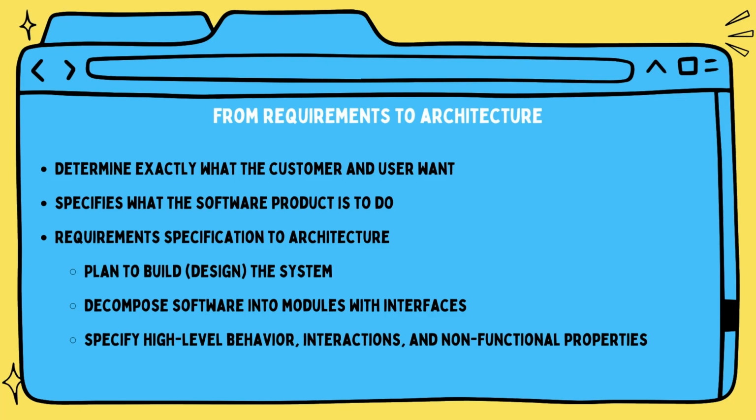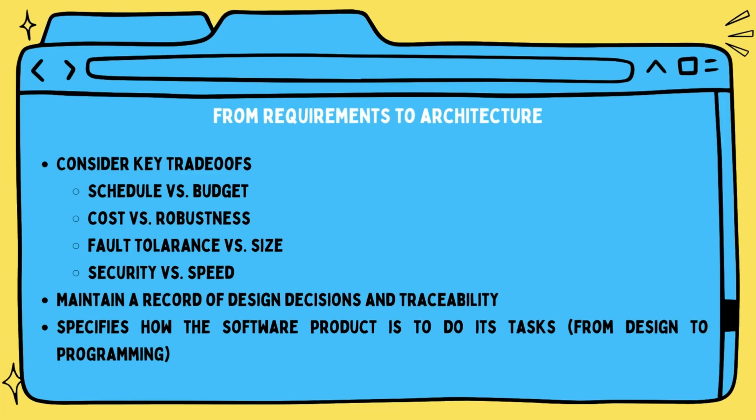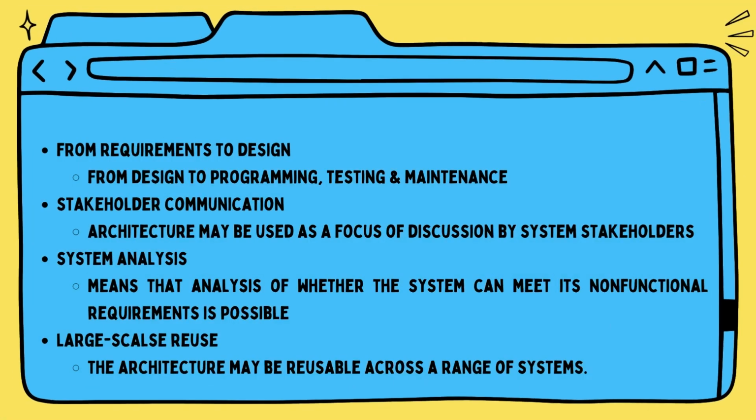and non-functional properties. From requirement to architecture, consider the key trade-offs, which are schedule versus budget, cost versus robustness, fault tolerance versus size, security versus speed. Maintain a record of design, decision, and traceability. Specify how the software product is to do its task, from design to programming.